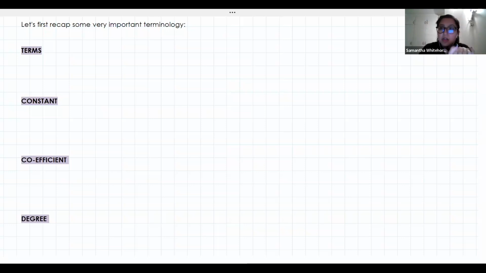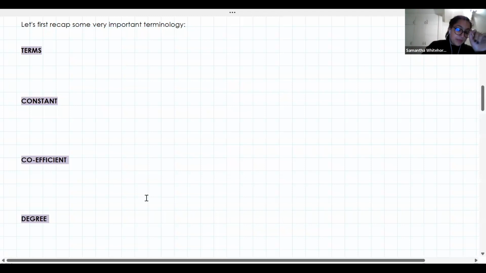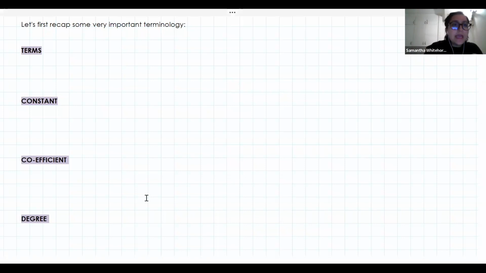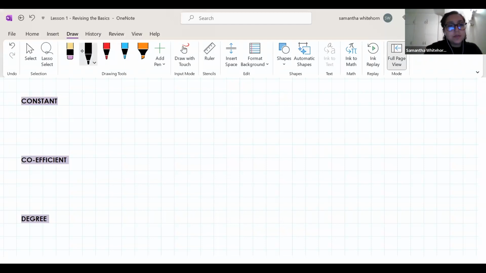So we often like to ask you, sometimes it might even be, give a definition for a constant, a coefficient, whatever. But you will see in our first example the way we generally ask these sorts of questions. But let's first recap our terms or terminology. And the first one is terms.